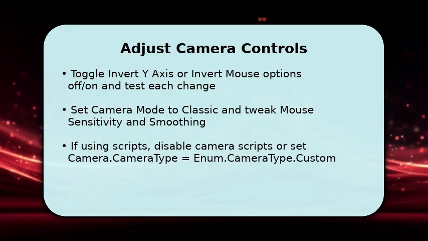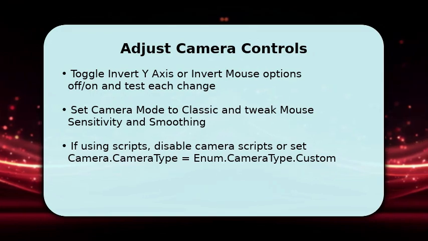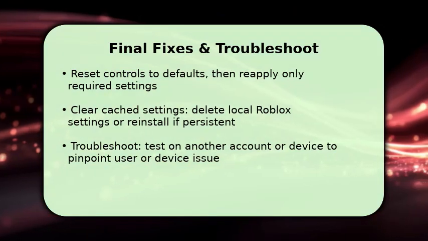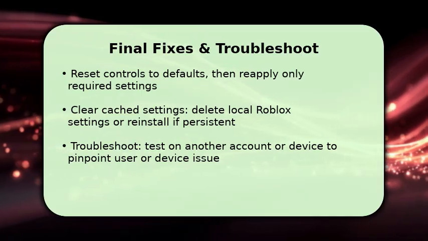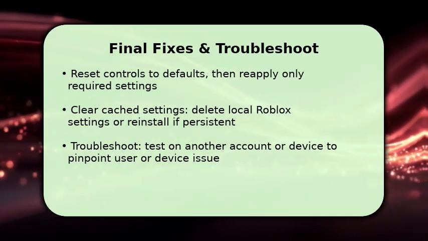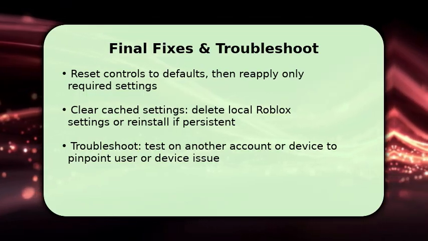Finish by restoring sane defaults and reapplying only what you need. Reset control bindings in Roblox, then set your preferred camera mode and sensitivity once you confirm correct orientation. If inversion persists, clear local Roblox settings or reinstall the client to remove corrupted configs.